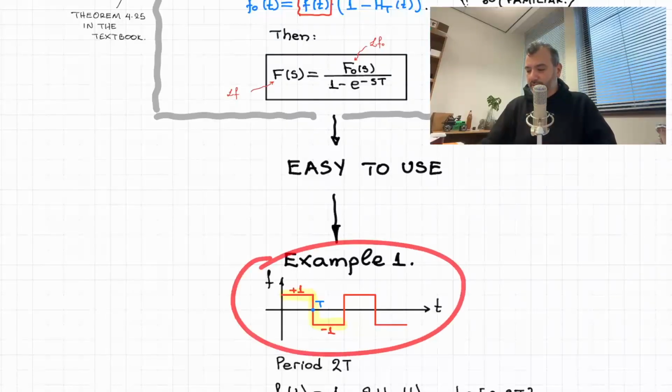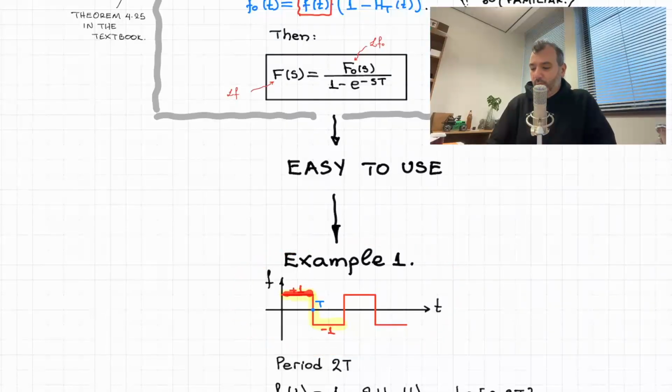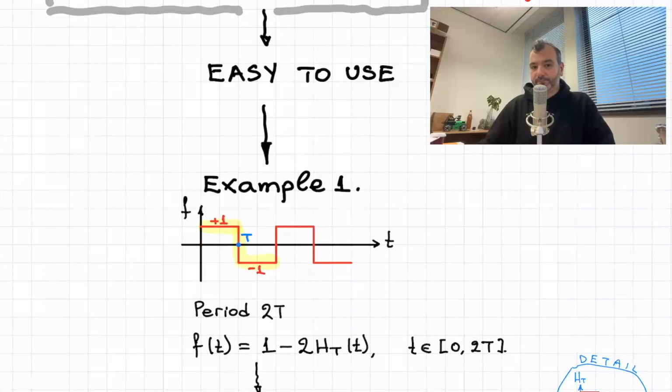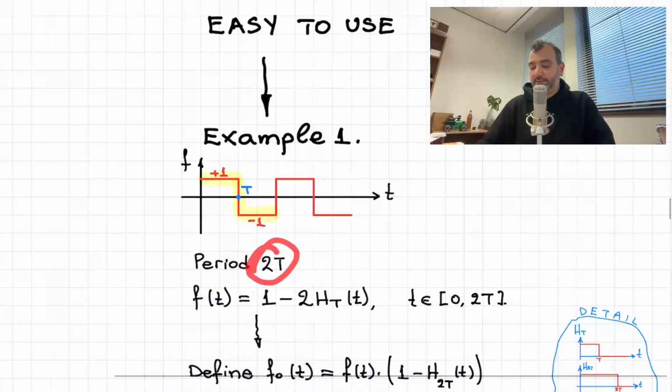Example number one is this function here, which is equal to 1 up to some time T, and then it goes down to minus 1. The period of this function is 2T, because look, you have this pattern from time 0 to time 2T, and this pattern repeats. So we have a period of 2T. So that was the first step.